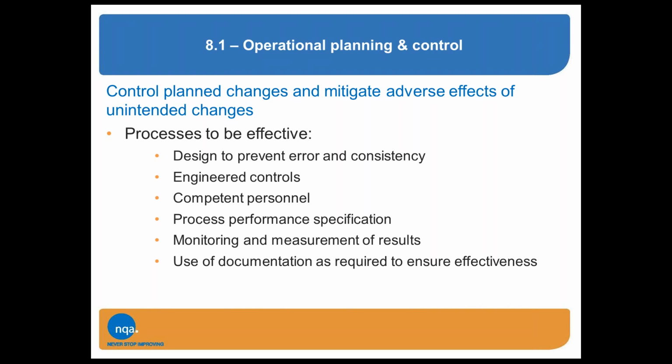We need to design our processes to make sure that they're consistent and will prevent people making errors. We need to think about the types of controls that we need to have in there. We need to make sure that the people operating the systems are competent. We need to look at specifications for the processes. What are those specifications going to be? They may be legally set performance specifications, there may be things we set ourselves. We need to look at how we're going to monitor and measure the results, and importantly, what level of documentation do we require to ensure effectiveness.